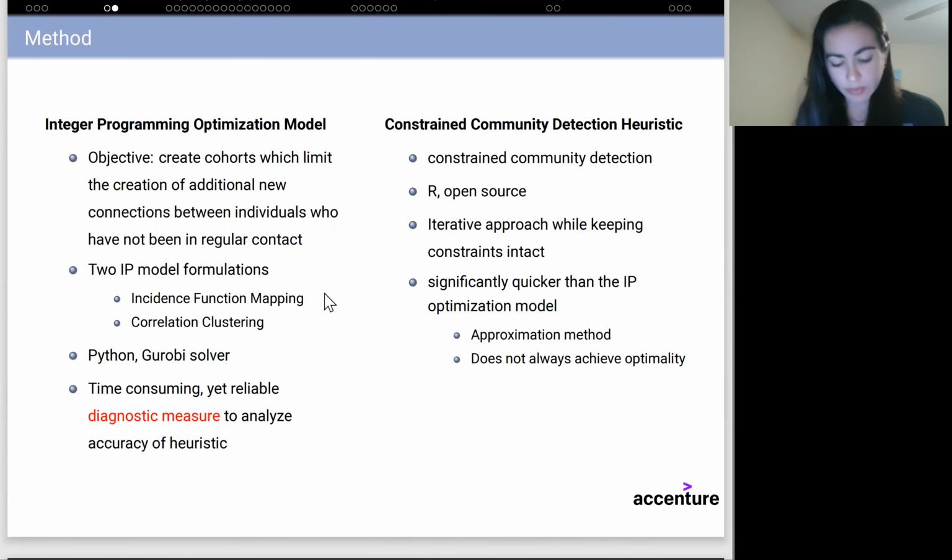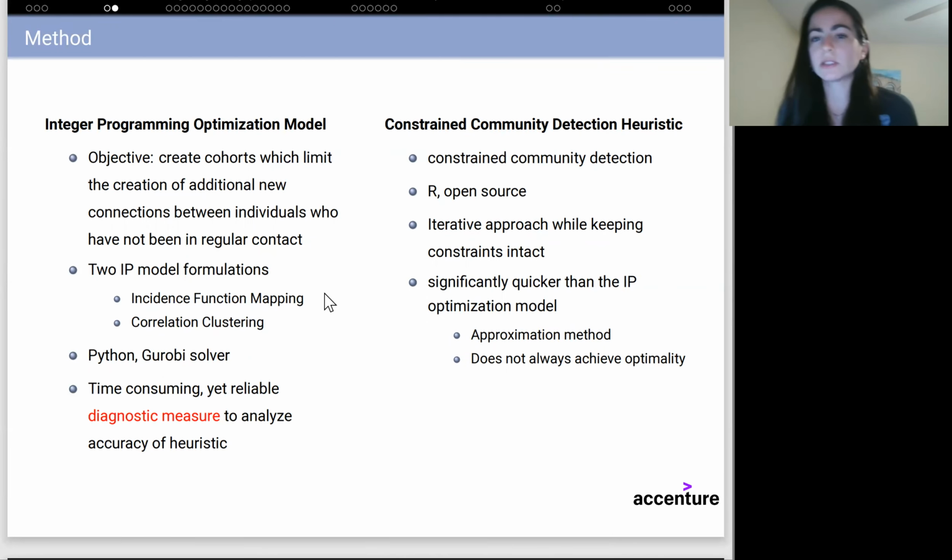We did use the Gurobi solver, a very, very powerful solver. It is time consuming with the IP, but it's a very good diagnostic measure that we use to analyze the accuracy of the heuristic.